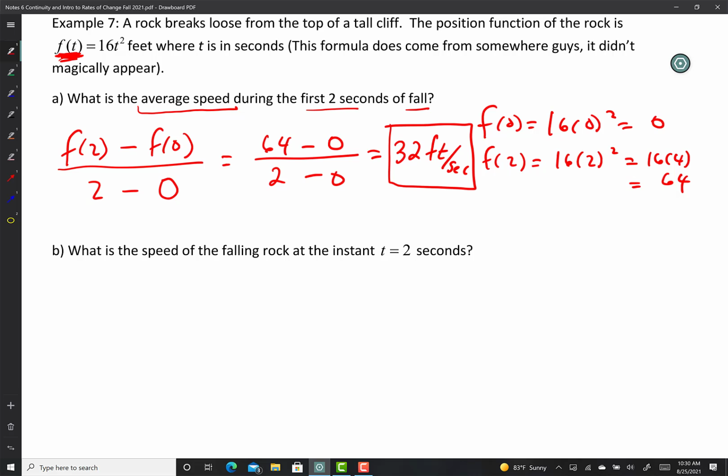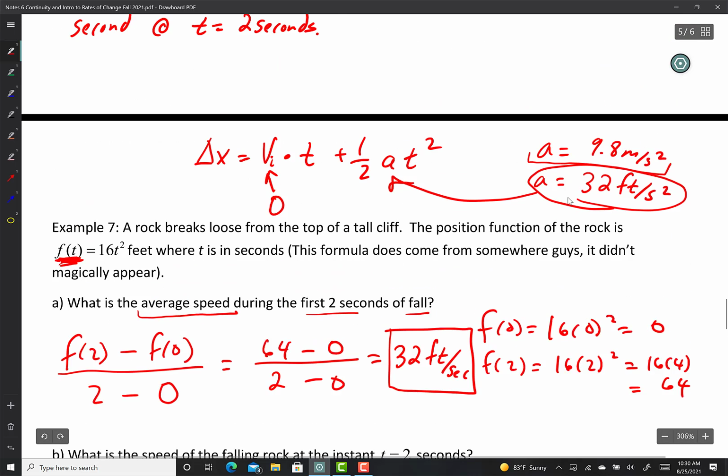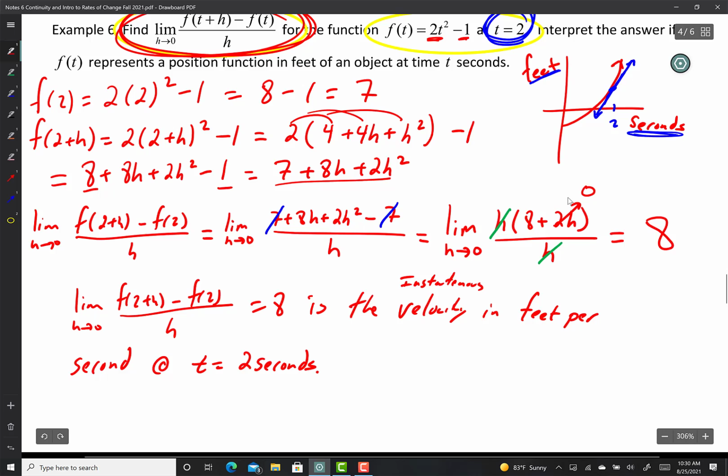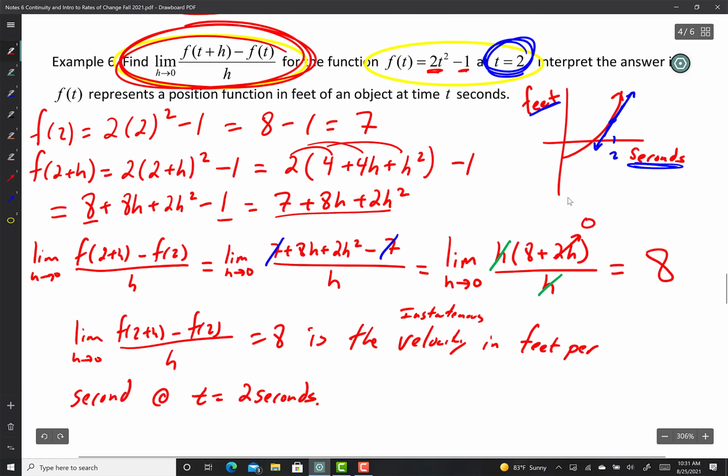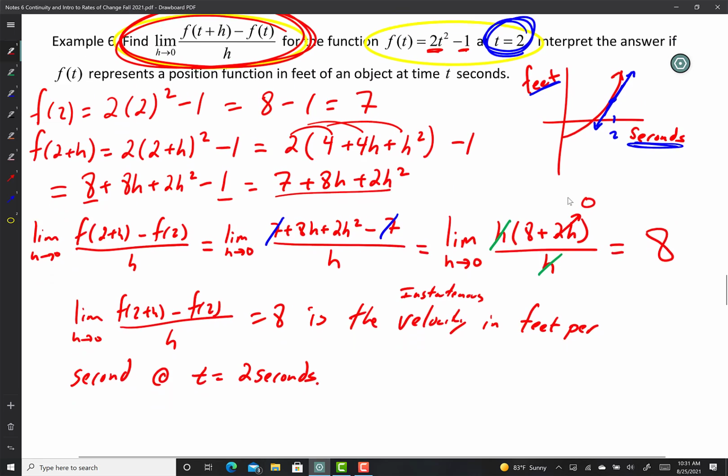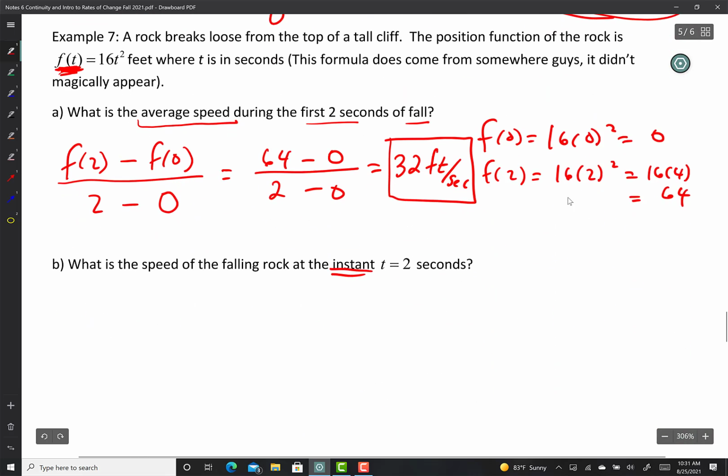Perfect, yes. All right, letter B. It says, what is the speed of the falling rock at the instant? Underline that word instant. It's super important. At that moment. So now I am looking specifically for instantaneous velocity. Does that make sense, guys? So I am doing exactly what we just did in example 6. Do you guys see that? So how am I going to do it? I'm going to trick it.